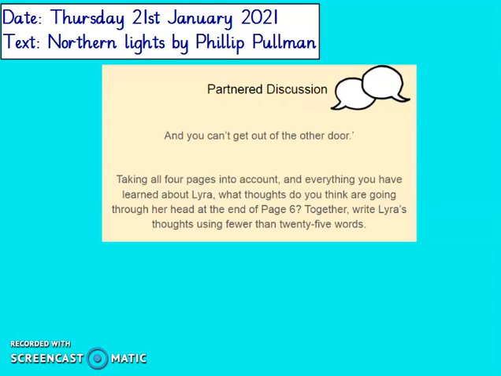Taking all 4 pages into account and everything you have learned about Lyra, what thoughts do you think are going through her head at the end of page 6? Together, write Lyra's thoughts using fewer than 25 words. This task might sound easy because you only have to write 25 words, but to streamline her thoughts into 25 words might be quite tricky.